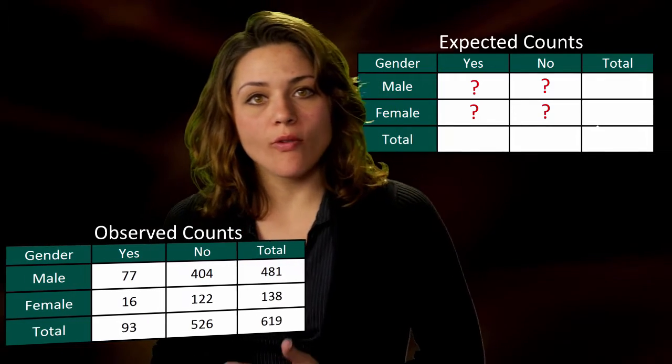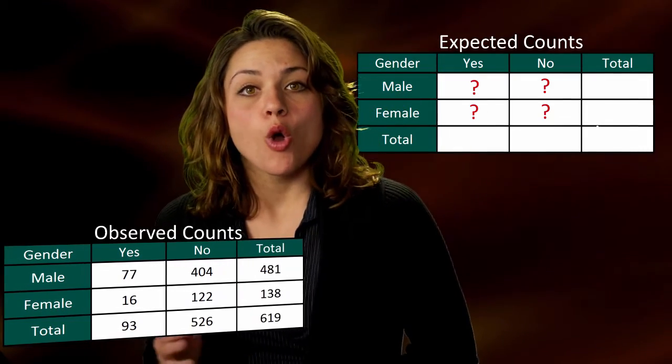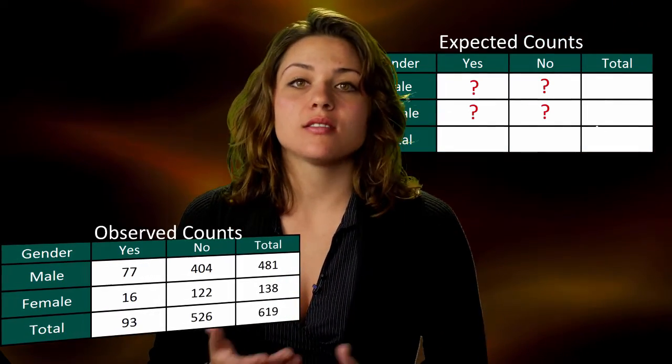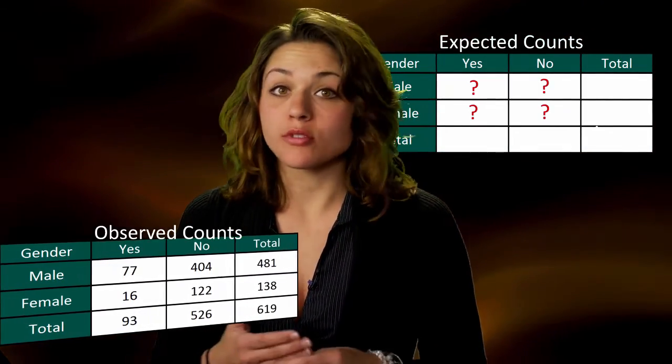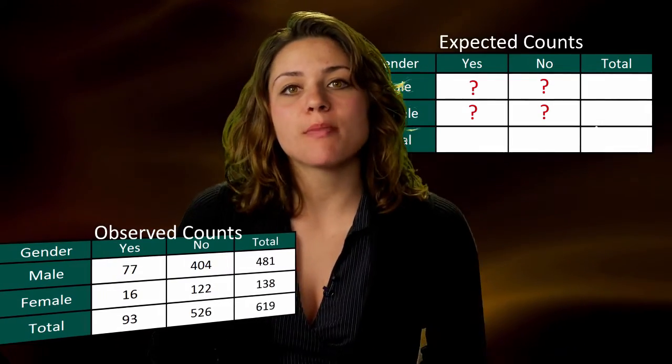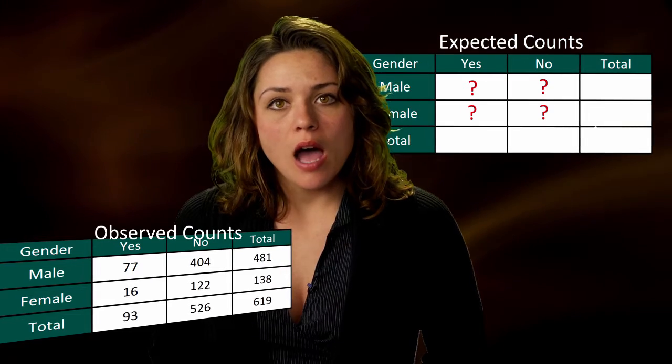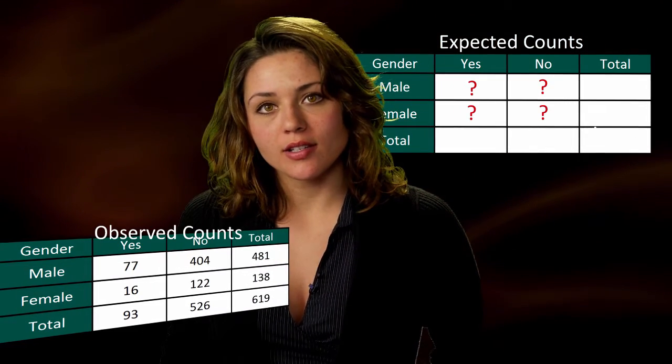We will measure how far the observed counts are from the expected ones. We will base our decision on the size of the discrepancy between what we observe and what we would expect to observe if the null hypothesis were true. How are the expected counts calculated?